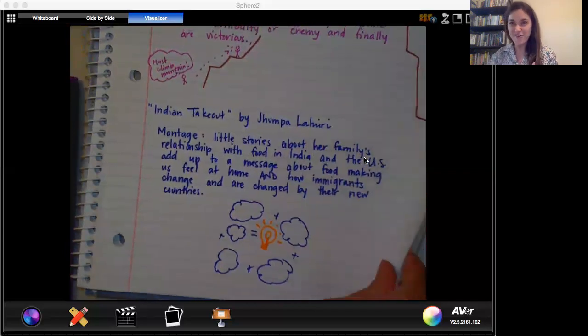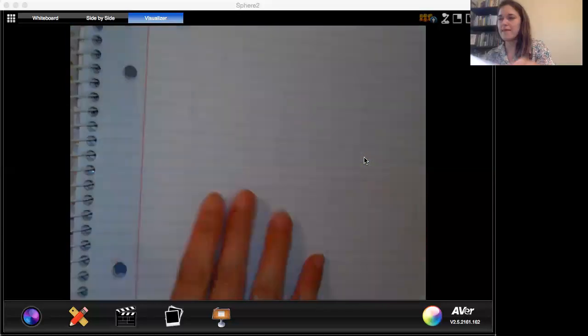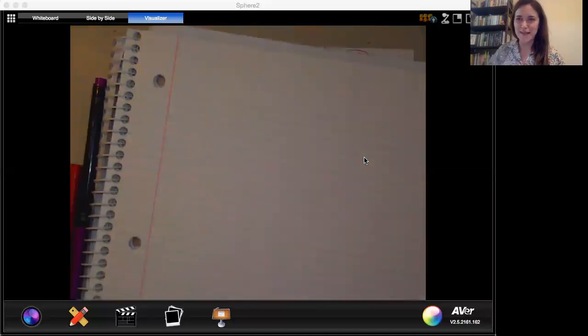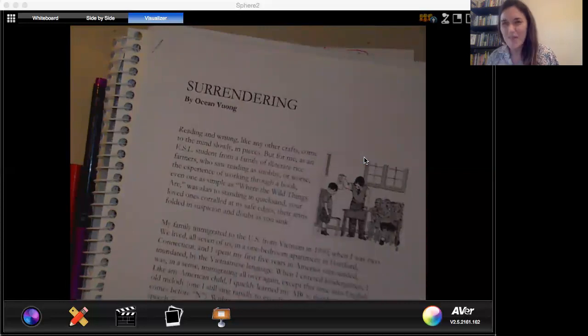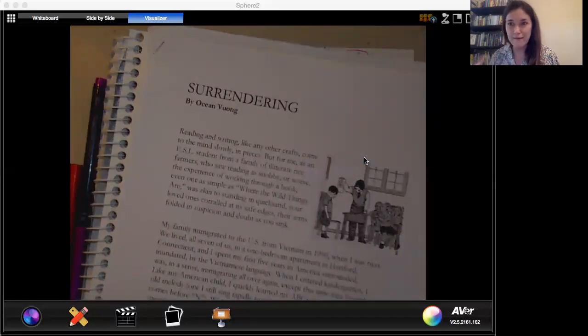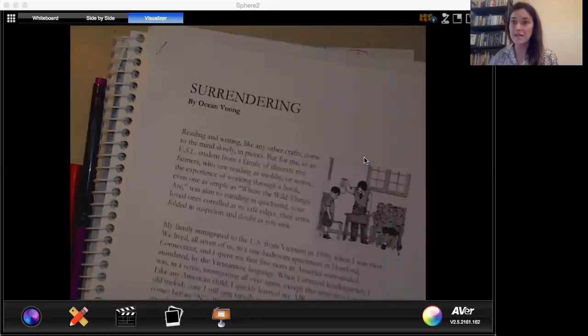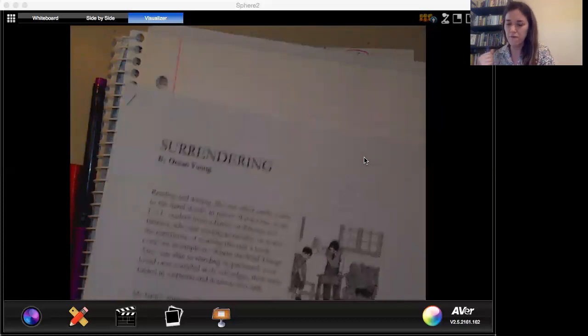And then the other kind is what we see with "Surrendering." I'm really lucky to find these hiding in my notebooks from last year. So in this story, we have a very classic underdog story, the character who should not succeed, but does anyway, through sheer determination and force of will, right?